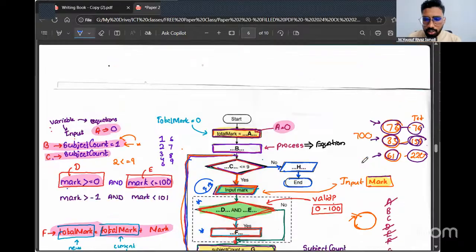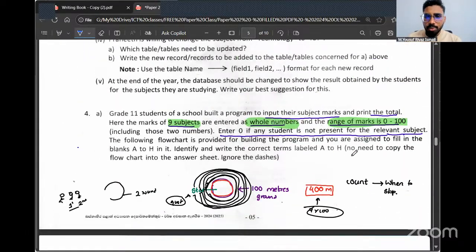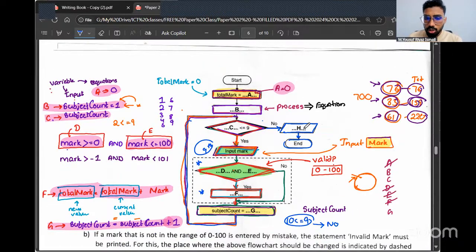If you read the question properly, the question said the purpose of the program is what? To reprint the total marks. So before the program ends, the program should solve a problem. What was the problem we wanted to solve here? To print the total marks. Therefore, H should print the total marks.